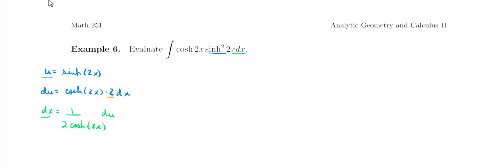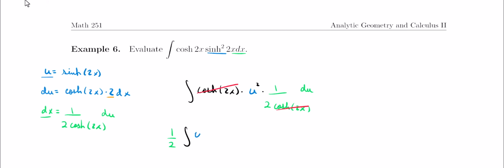We will be obtaining now the integral of the cosh of 2x times our u squared times our dx, which we now know is 1/2 times the cosh of 2x du. And we get to see here that yes, the cosh of 2x cancels out. There is here a factor of 1/2 that we can take outside the integral. And we have now 1/2 times the integral of u squared du.